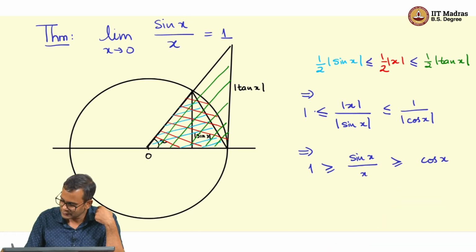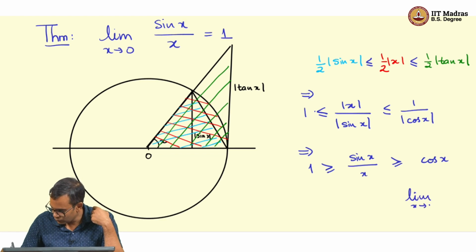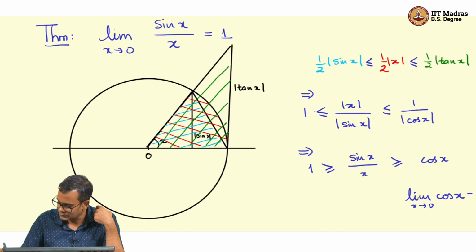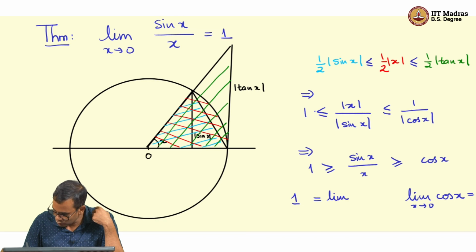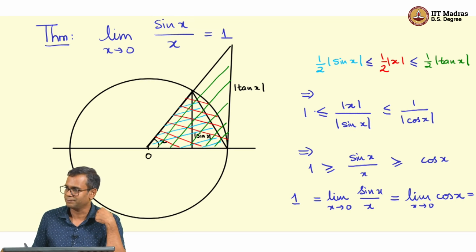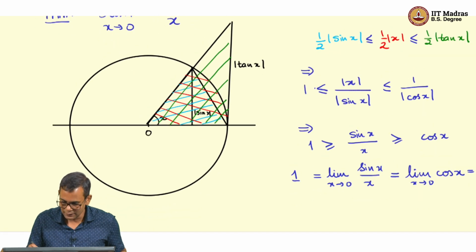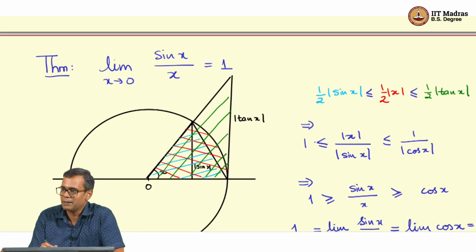Now, note that since cos x is a continuous function at x equals 0, we have the limit as x goes to 0 of cos x is equal to cos 0, which is equal to 1, and here the limit of the constant function 1 is also 1. And so, by the squeeze theorem, the limit of sin x by x as x goes to 0 exists and is equal to 1. And so, we have proved that the limit as x approaches 0 of sin x by x is equal to 1.